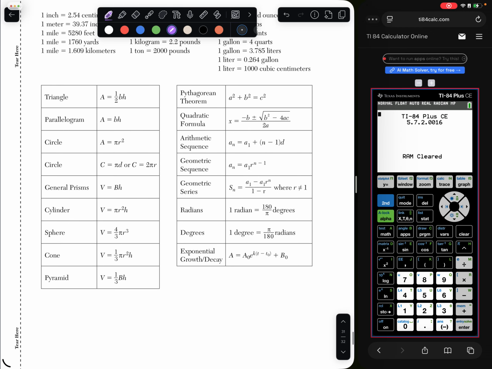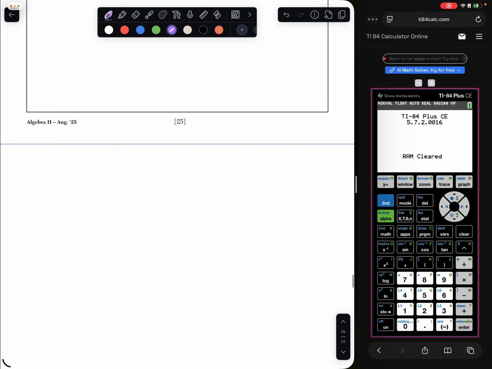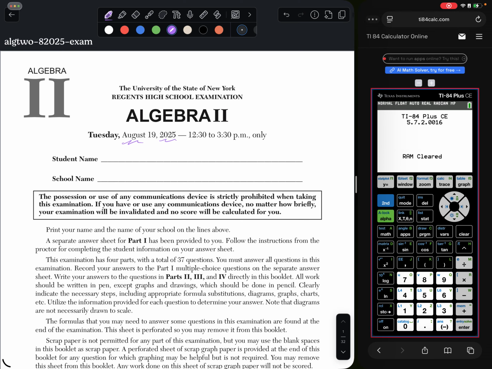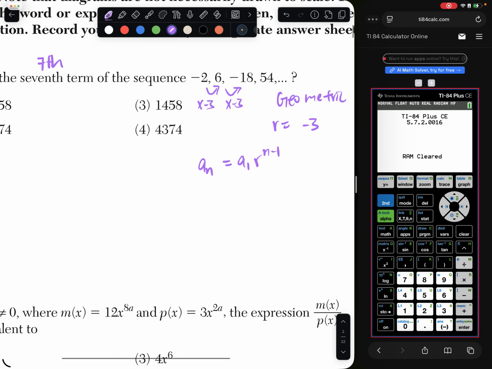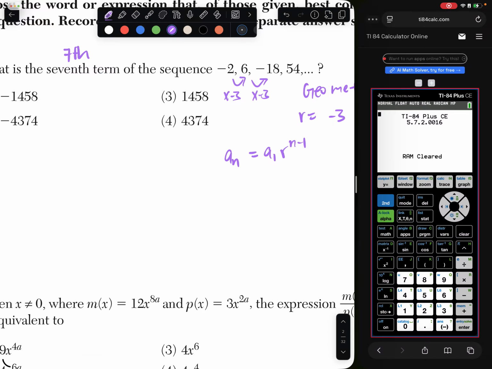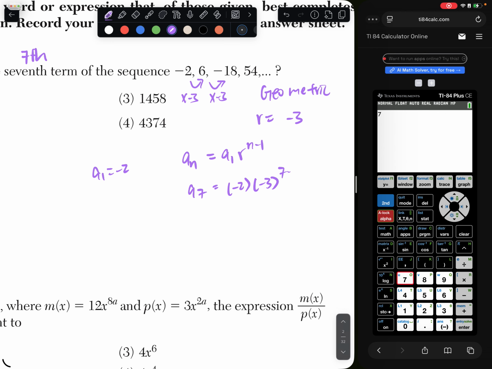During the test, your proctor might ask you to rip the sheet out, but it's given in this formula over here. This is the explicit formula for a geometric sequence. And now we just have to plug it in. My a sub 1, my first term, is -2. So my a sub 7 is going to be a sub 1, which is -2, times my common ratio to the n minus 1. So I want to find 7 minus 1.